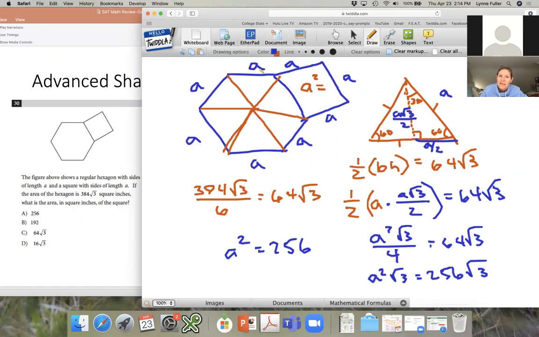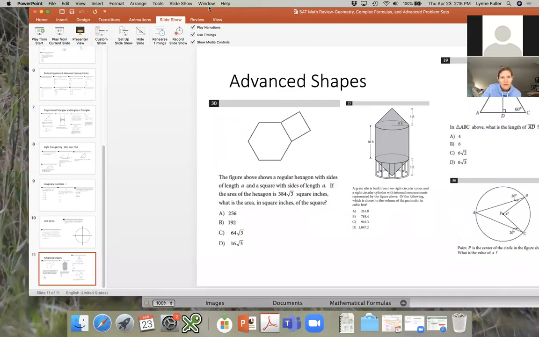But you'll notice that taking these larger shapes and breaking them down into either like 30, 60, 90, 45, 45, 90 special right triangles can be really helpful when they're trying to present something that's really confusing to you. So a larger shape is made up of smaller shapes. So always know that. So that takes us to the end of math.